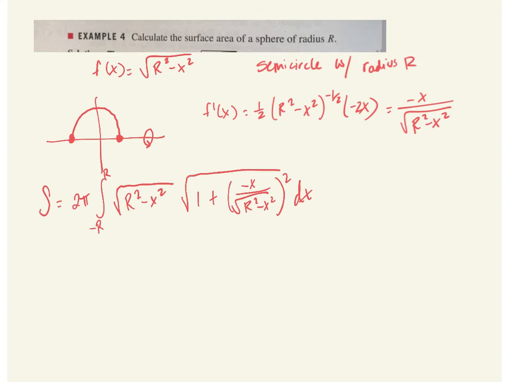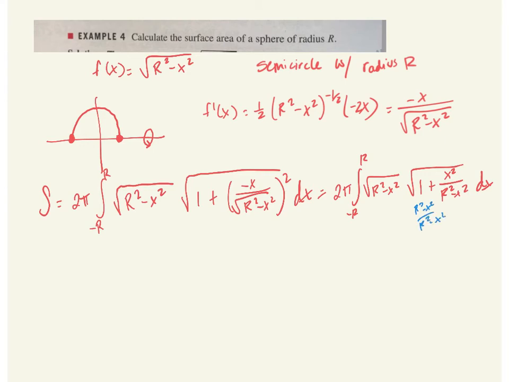Okay, so now if we think about this, and we look to simplify, first of all, squaring that derivative is going to give us x squared over r squared minus x squared, right? The square root's gone, the negative is gone, dx. Now, inside of the square root is where I'm focusing. I want to combine those terms. I want to have a common denominator and see where that takes me. So I'm thinking of the 1 as (r squared minus x squared) over (r squared minus x squared).